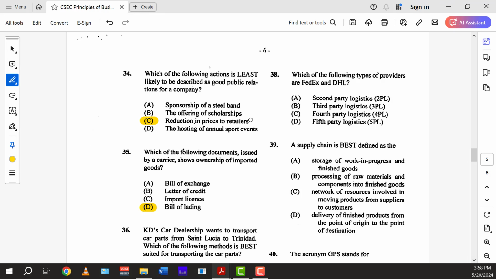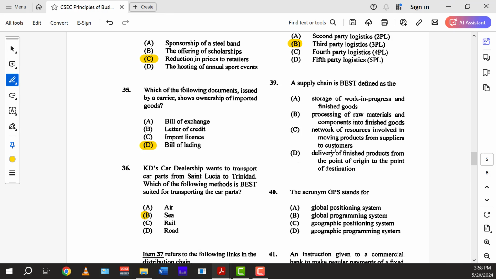38. Which of the following types of providers are FedEx and DHL? Is it a second party logistics, third party logistics, fourth party logistics, or fifth party logistics? The best answer is third party logistics, although DHL is kind of venturing into fourth party logistics in certain things, but for this one the best answer is B.